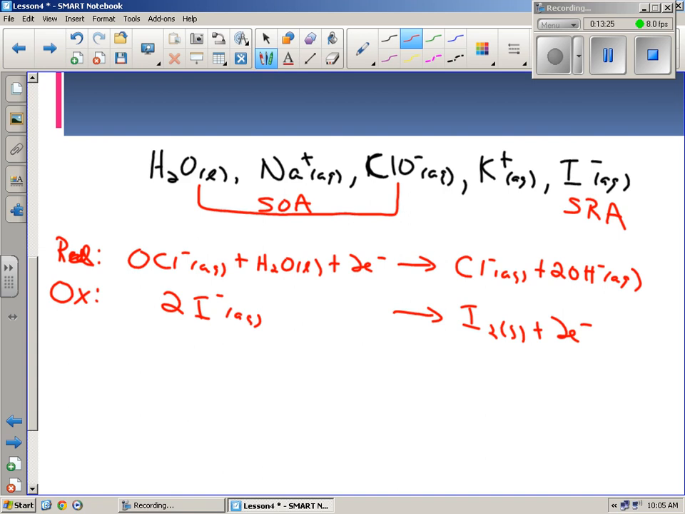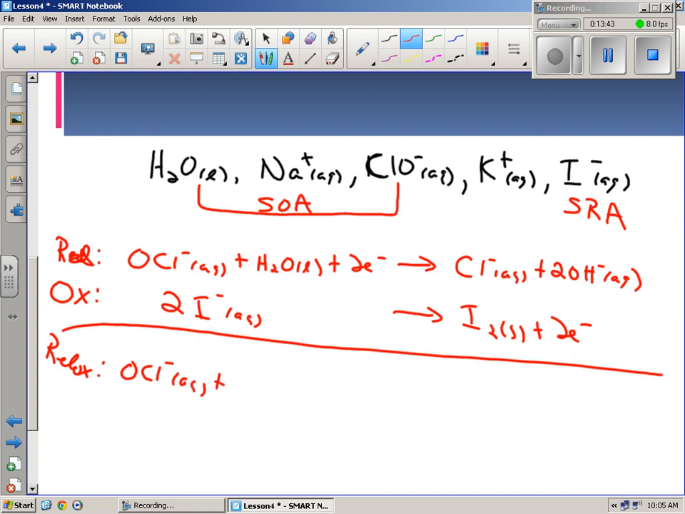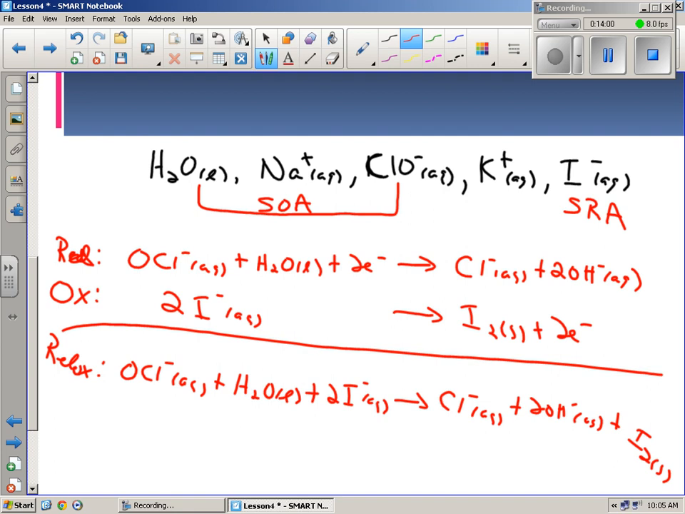Okay? There's no room for interpretation here, guys. That's why you do the first step. That tells you. You're going to add these up. Look, I gain 2, I lose 2. Perfect. I don't even have to multiply. This works out well. Add them up. Redox: OCl minus and H2O liquid and 2I minuses gives me Cl minus and 2 hydroxides and I2 solid. Okay? Add them up.